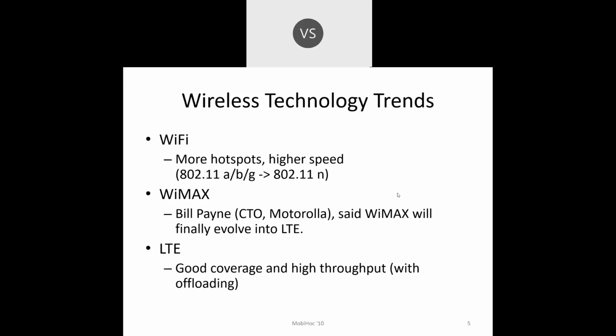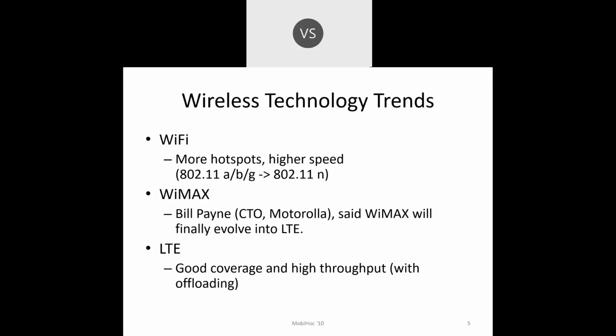What are the things we have in our wireless technology? Wi-Fi, WiMAX, LTE are there. So in Wi-Fi, what are the advantages? You can make more hotspots. It will also offer high speed, and it has technology related to 802.11 a/b/g and 802.11n.